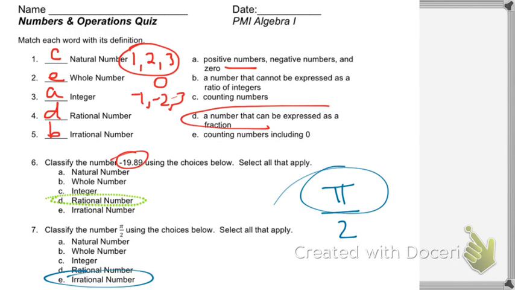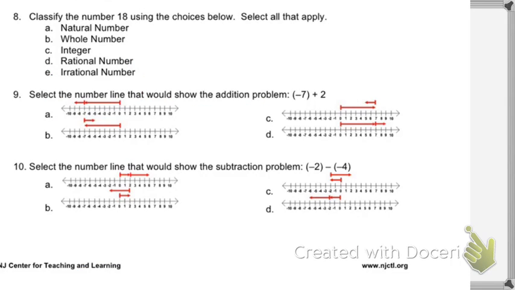Alright, starting with number 8 next. Here we go. Classify 18. 18 certainly is a counting number, which is natural. It's a whole number because that's included in the naturals. Whole numbers are the same as the naturals, except the wholes have 0 in them. Well, 18 is certainly then, if it's in the naturals, it's in the wholes.